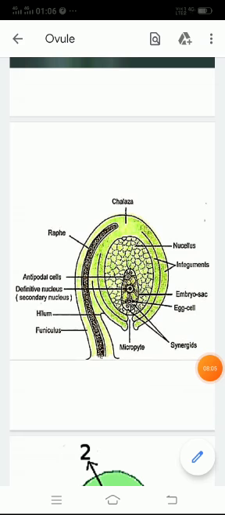Just outside the nucellus, there are two protecting coverings. These are known as integuments, outer integument and inner integument. They play a role in protection. Here we can see the stalk-like structure that is known as funiculus. This stalk attaches the ovule to the placenta.